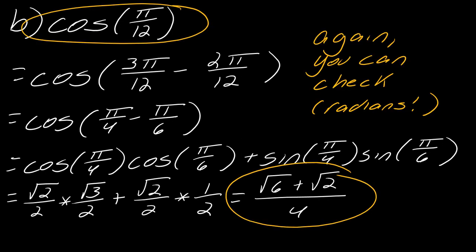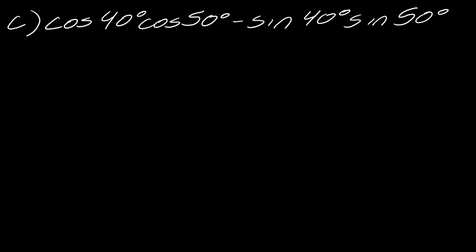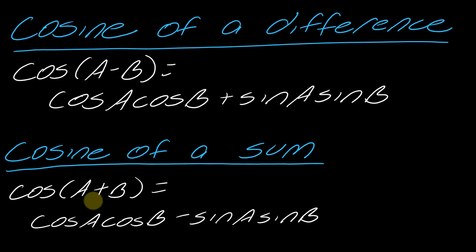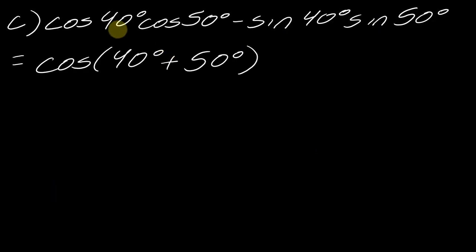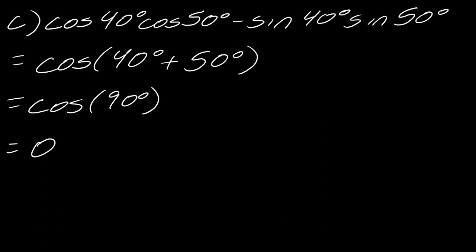And one more in this vein. Oh, and again, you can check this. Sorry, I forgot to mention that. If you're going to check this, make sure your calculator is in radians. Of course, if you have something like this, you can also use the identity going the other direction. This requires us to reference cosine of a sum. When I subtract these two, I know I can add the two angles, 40 and 50, to get cosine of 90 degrees, and cosine of 90 degrees I know is just 0. So that's one way you can use those identities.